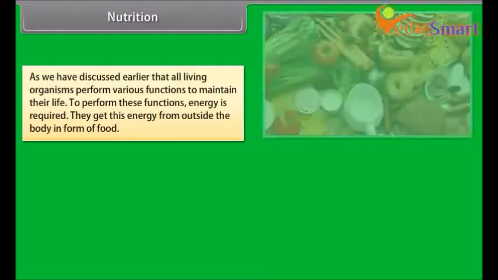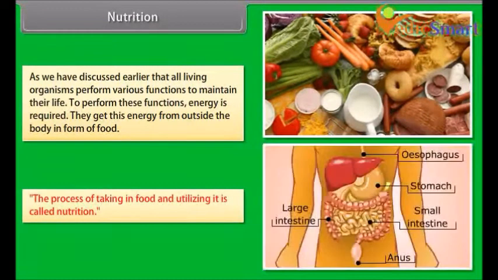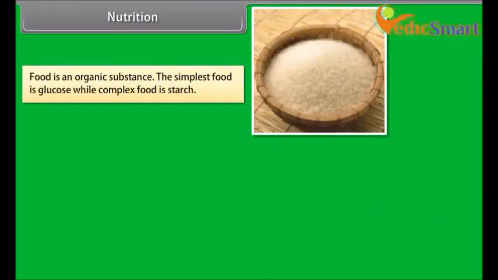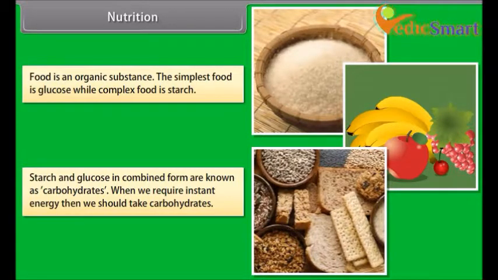Nutrition. As we have discussed earlier, all living organisms perform various functions to maintain their life. To perform these functions, energy is required. They get this energy from outside the body in the form of food. The process of taking in food and utilizing it is called nutrition. Food is an organic substance. The simplest food is glucose, while complex food is starch. Starch and glucose in combined form are known as carbohydrates. When we require instant energy, then we should take carbohydrates.